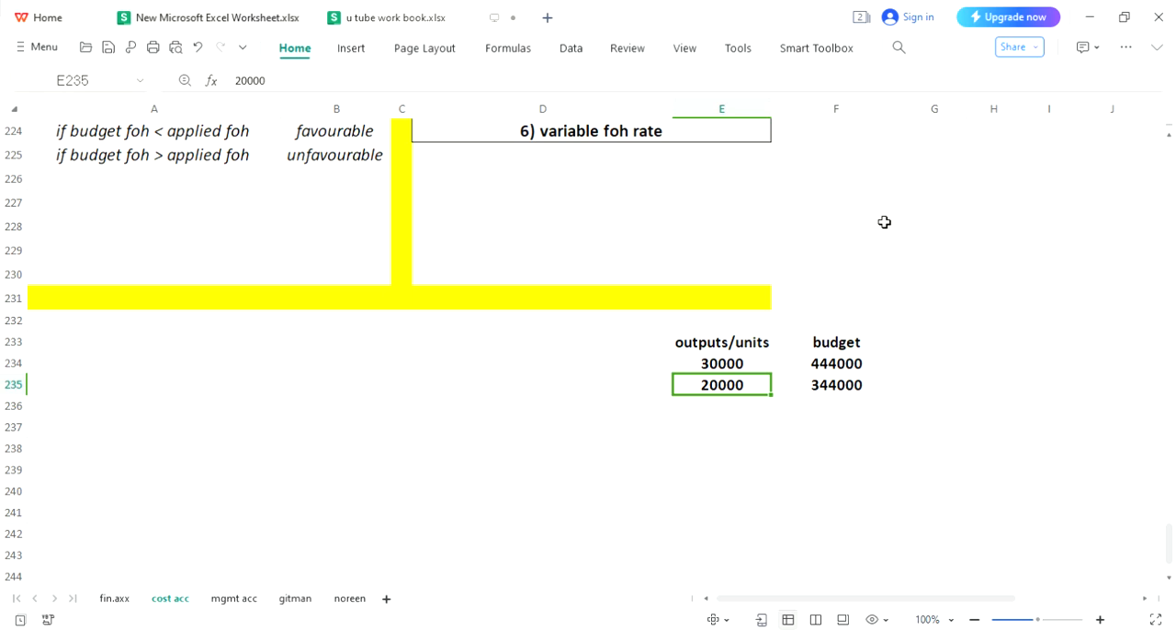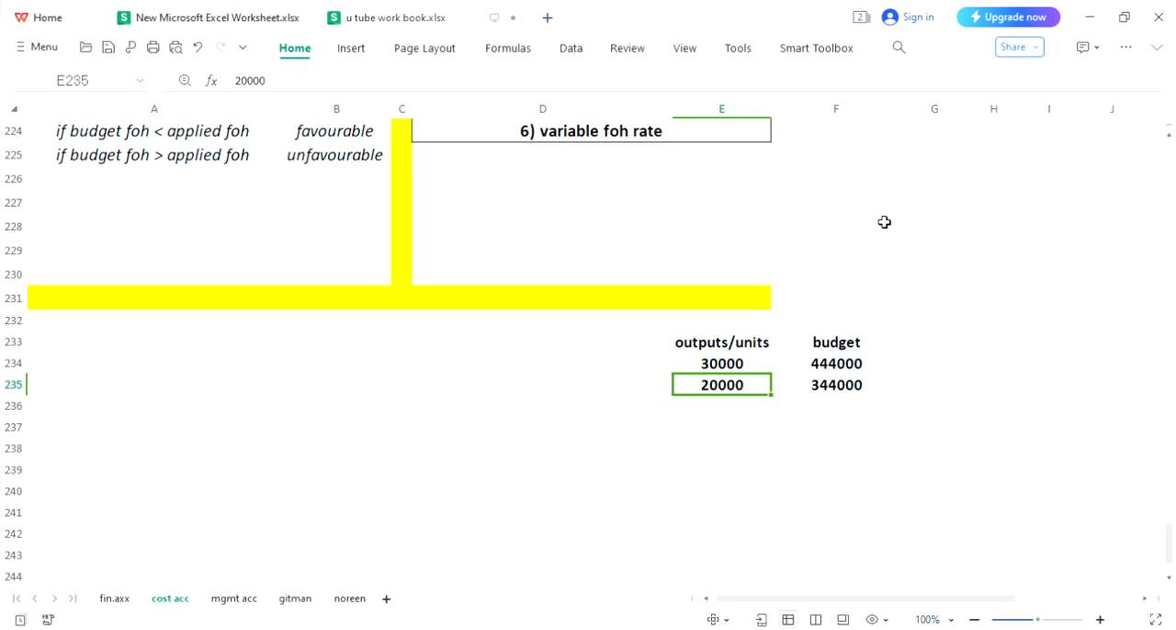Now please make up your mind, you will calculate the variable FH rate through this information or data which is provided in the question. You can see if you were making 30,000 units, your budget was 4 lakh. When you decreased your level of production, your budget decreased. And variable cost, the definition we are well familiar with: if we increase the level of production, variable cost will increase. If you decrease the level of production, variable cost would decrease. So here we can calculate our variable rate.